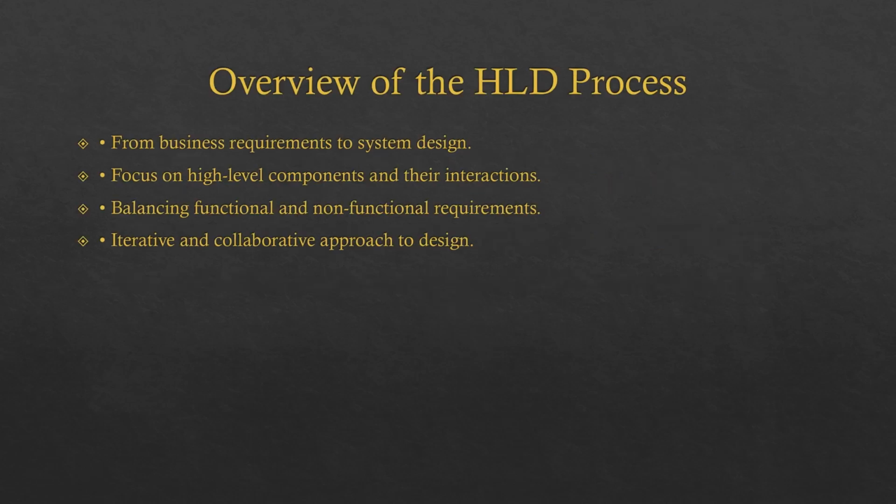The high level design process is critical in translating business requirements into a robust system architecture. It focuses on defining high-level components and how they interact within the system. This process is iterative and it seeks to balance both functional and non-functional requirements. System design is not a one-time task. It's a collaborative, evolving process.